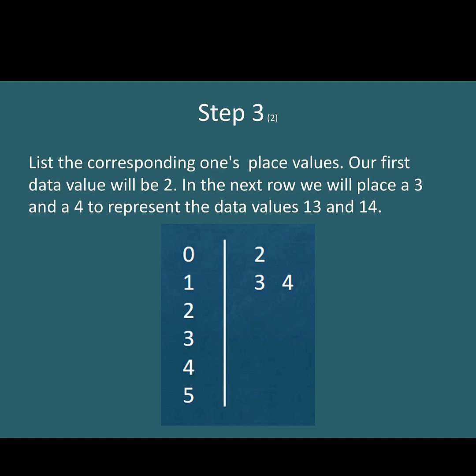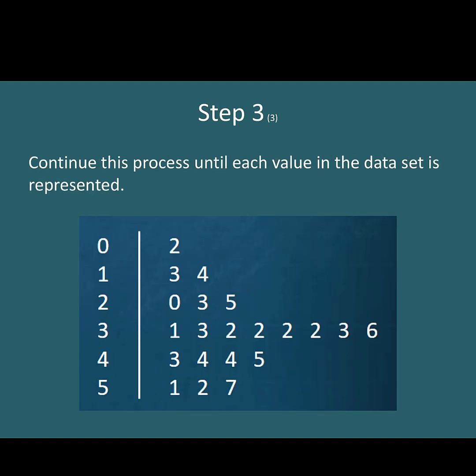Now we list the corresponding ones place values. Our first data value will be 2. As mentioned earlier, 02 is our first data value. In the next row, we place a 3 and a 4 to represent the values 13 and 14. This 3 represents 13. This 4 represents 14. We continue this process until each value in the data set is represented.